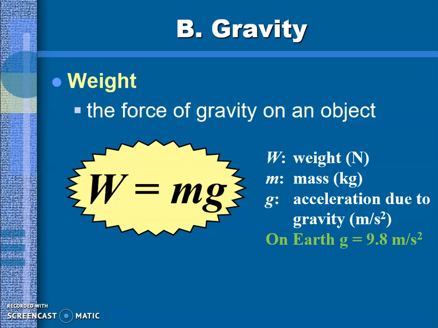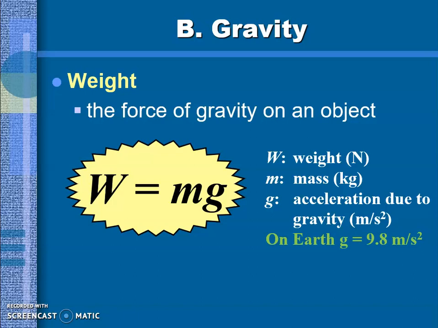So then we can get this equation, which is weight. Weight is the force of gravity on an object. So go ahead and add this to your equation sheet. Capital W equals mg. The capital W stands for weight. This is the force of gravity on the object, so it's going to be measured in newtons. It's a type of force. Mass, going to have kilograms again. And g is acceleration due to gravity. So g basically stands for gravity.